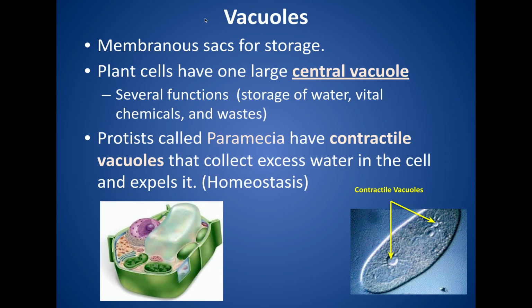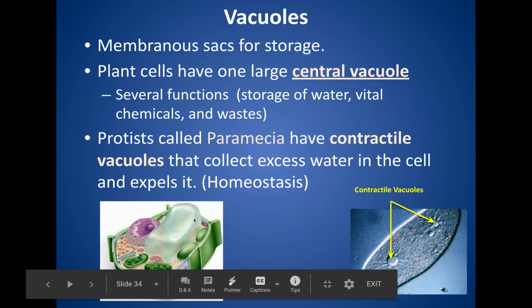A vacuole is something that all eukaryotic cells have. And basically, vacu, that's a root word that means void or empty space. And so these are storage sacs that cells can store different things in. A lot of times, cells store water, waste, and other vital chemicals. Plants have one big central vacuole, whereas animals have multiple smaller vacuoles.